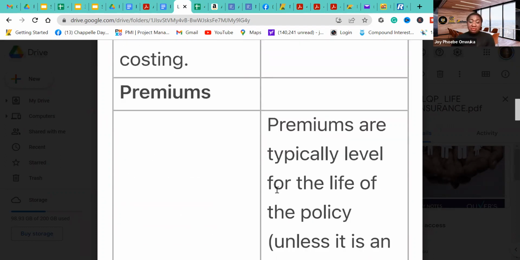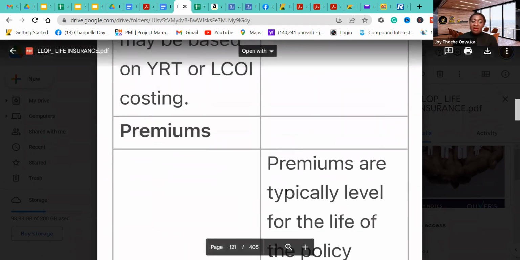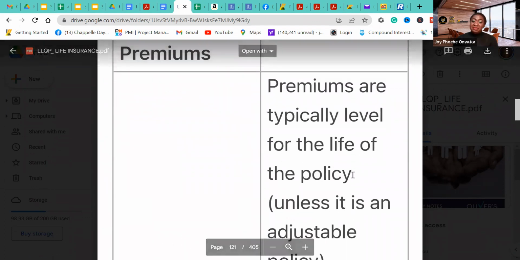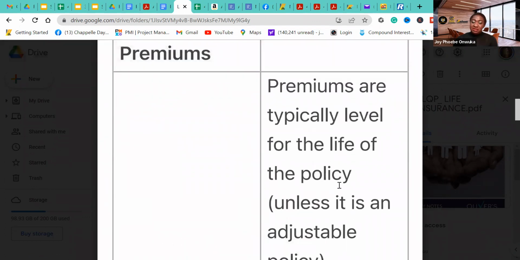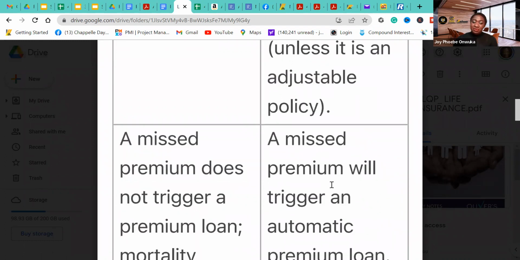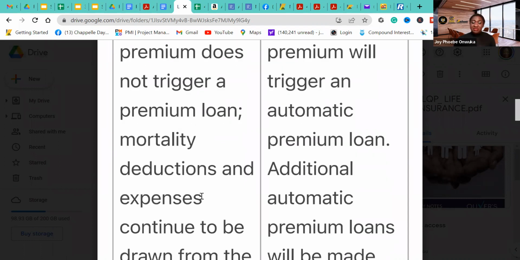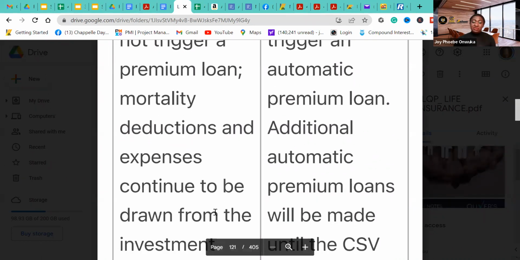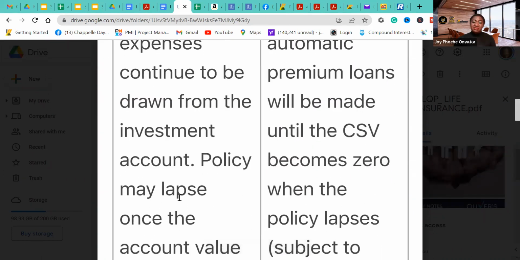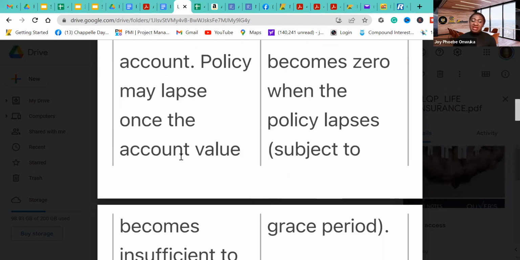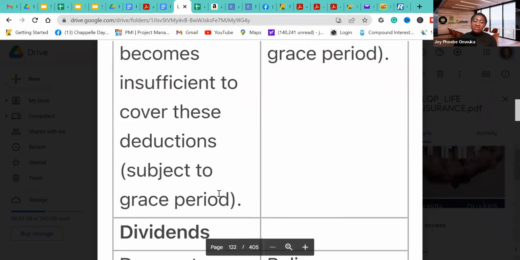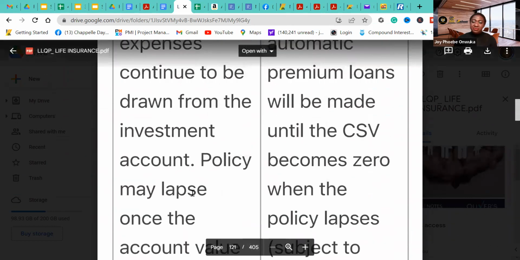Now, when it comes to premiums, for whole life, premiums are typically level for the life of the policy, unless it is an adjustable policy. Now, for universal life, a missed premium does not trigger a premium loan. Mortality deductions and expenses continue to be drawn from the investment account. The policy may lapse once the account value becomes insufficient to cover these deductions, subject to a grace period.